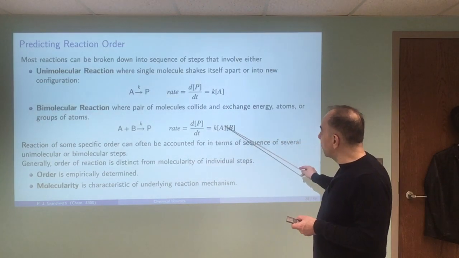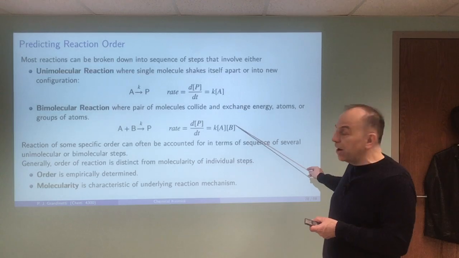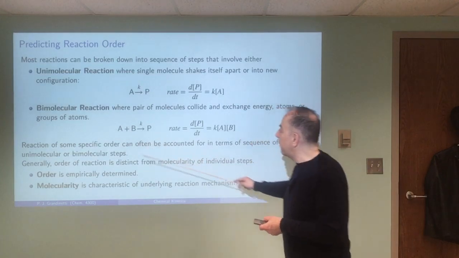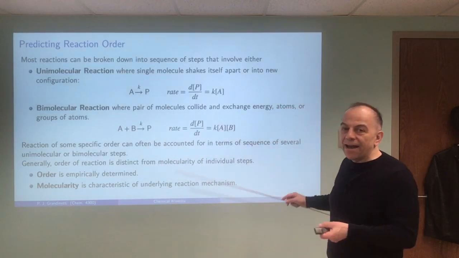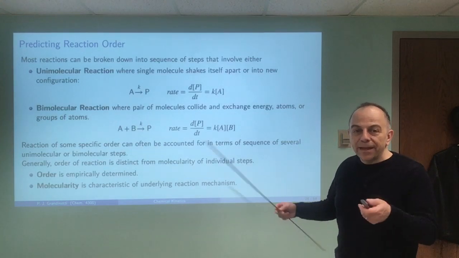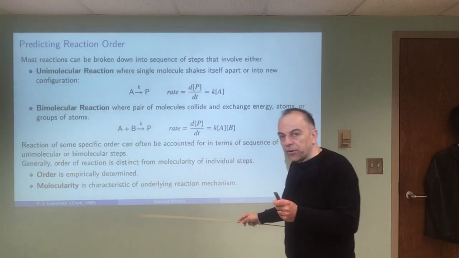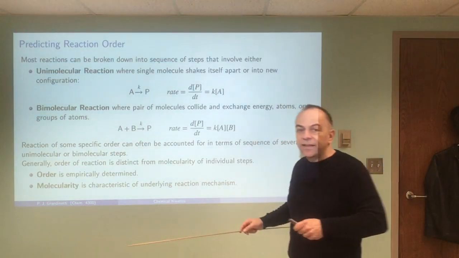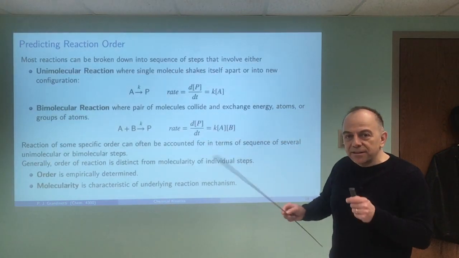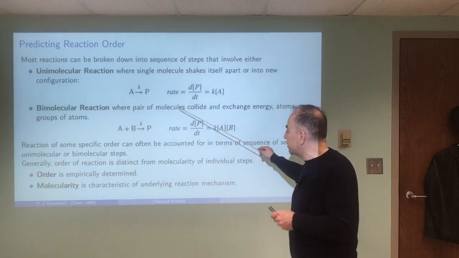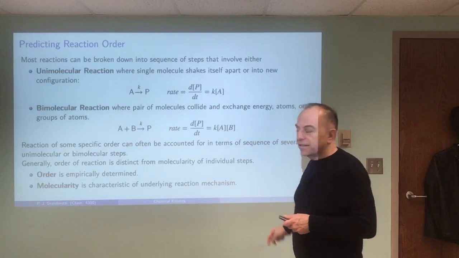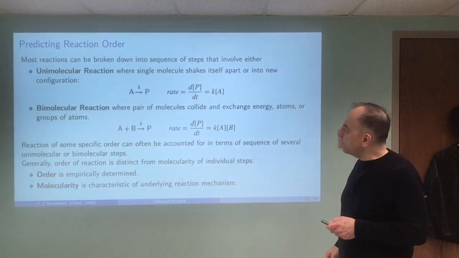Here A has a molecularity of 1, B has a molecularity of 1. If it was A and A coming together, then it would be A having a molecularity of 2, and so on. So just a subtle distinction there, but order and molecularity seem to be related, but they're different because molecularity is related to the underlying steps in the reaction mechanism.